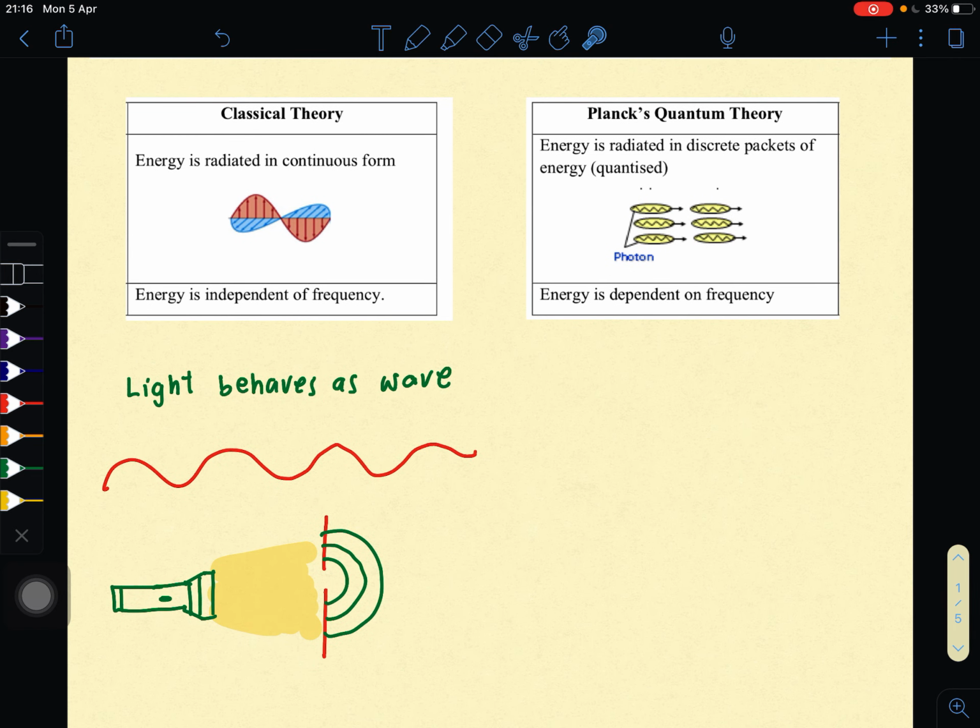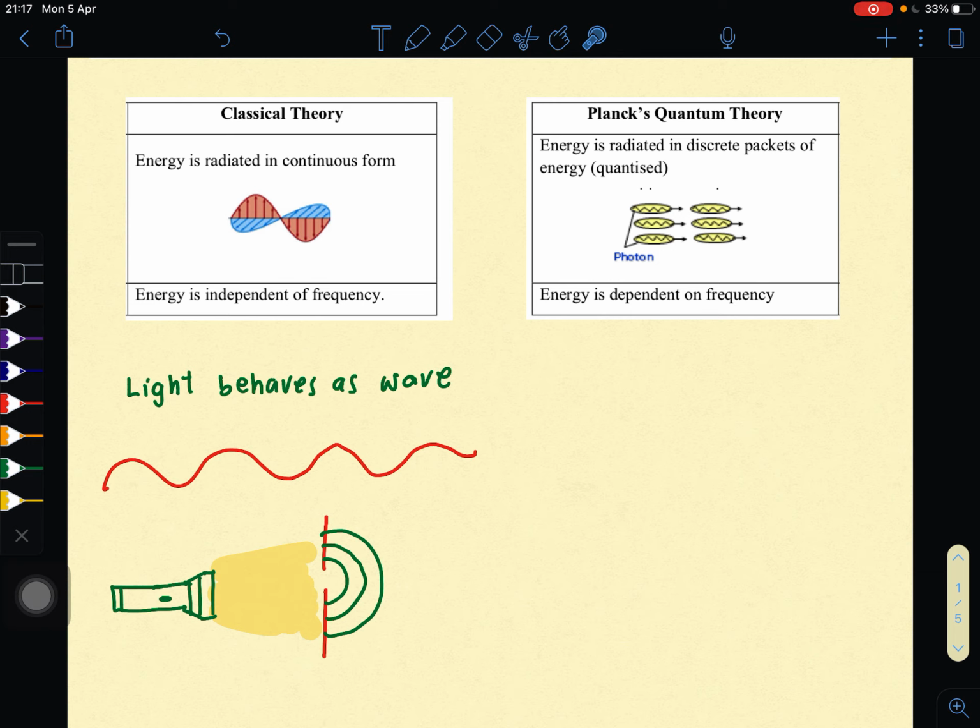We call this classical theory, where energy is radiated in continuous form, because light is continuous like this, because this light has energy. So that's why classical theory says energy is radiated in continuous form. If it is continuous, energy is independent of frequency, meaning it does not depend on frequency. So this is classical theory.